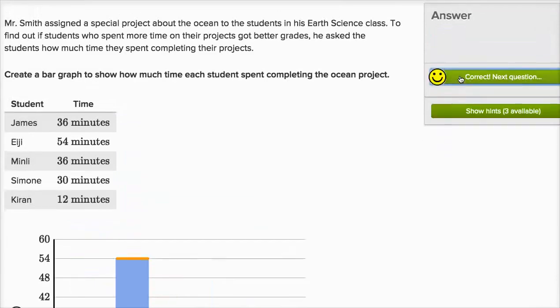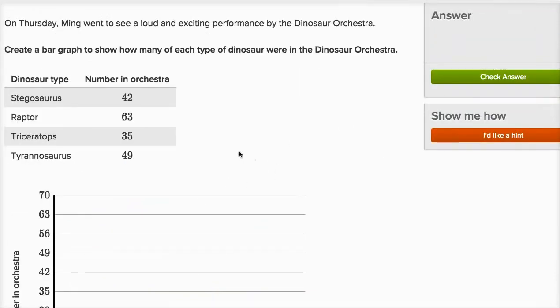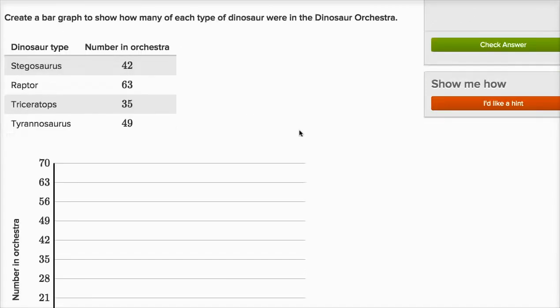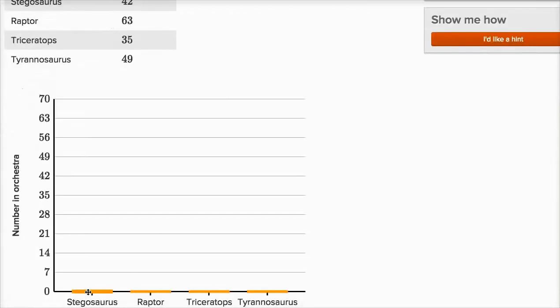Let's do a couple more of these. All right. So on Thursday, Ming went to see a loud and exciting performance by the Dinosaur Orchestra. Create a bar graph to show how many of each type of dinosaur were in the Dinosaur Orchestra. So I guess there were 42 Stegosauruses. I don't know if that's the plural for Stegosaurus.